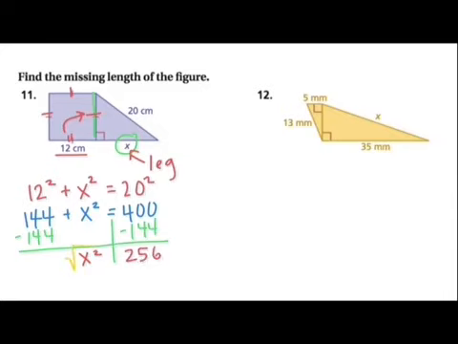Then I'm going to take the square root of both sides, and we get x equals 16. So the length of that missing leg is 16. So hit pause, try number 12 without me.